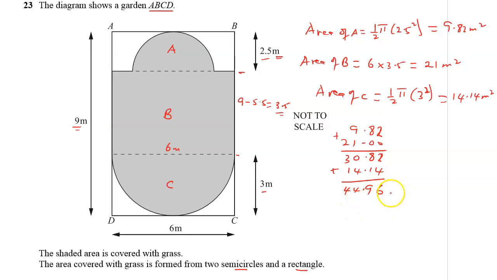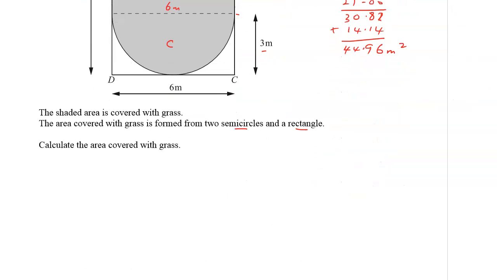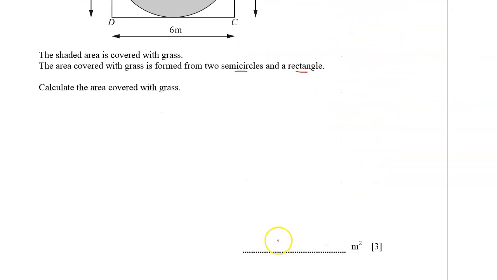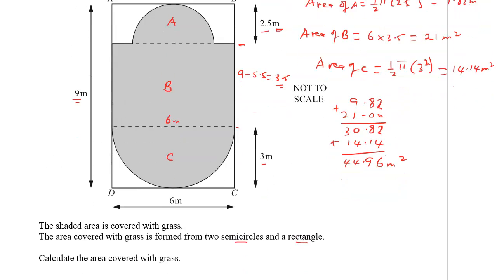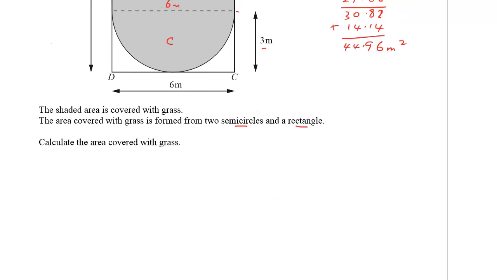So the area covered with grass is 44.96 meters squared. That is what you write here, 44.96 meters squared. Okay, you can follow the calculations up here. That will be quite okay.